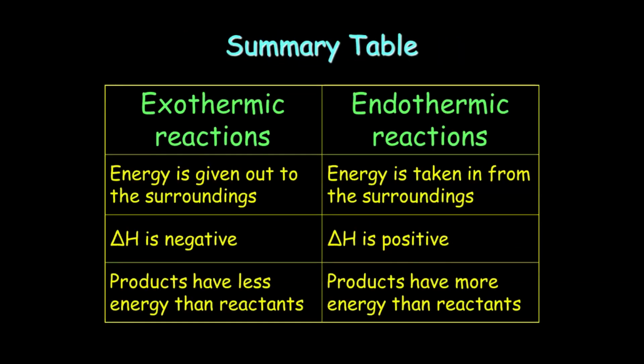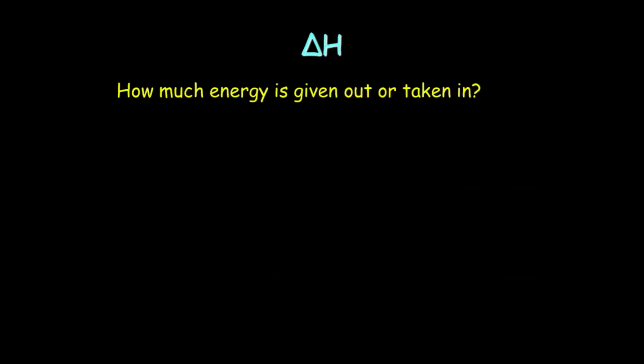So what is the difference? Energy is given out to the surrounding in exothermic, while energy is taken in from the surrounding in endothermic reaction. Delta H is negative if it is given in the equation, the negative value, so we can get it that it's an exothermic reaction, while delta H is positive for endothermic reactions. When we talk about energy of reactant and product, in exothermic, products have less energy than the reactant, while in endothermic, products have more energy than the reactants.